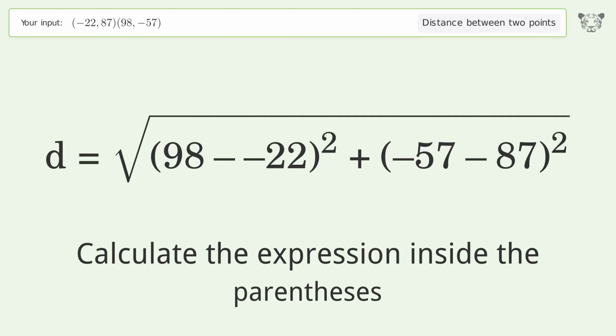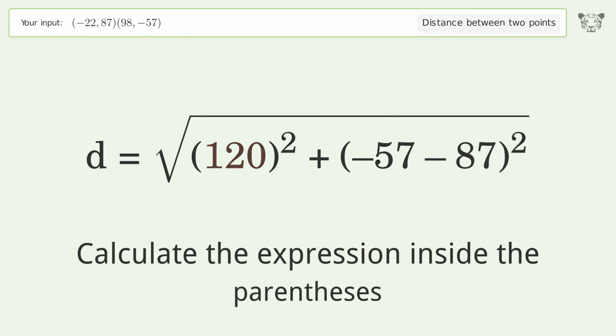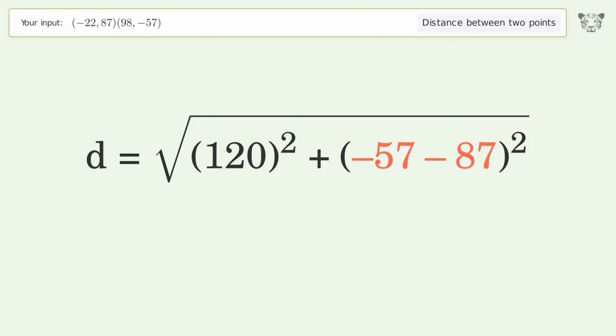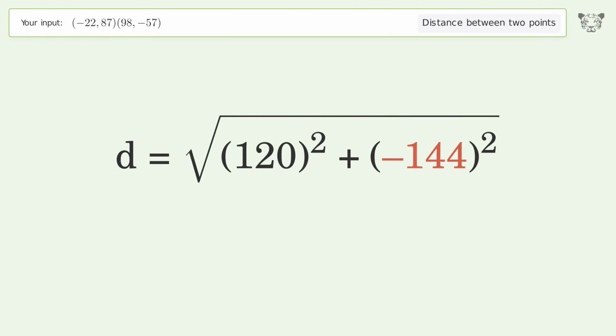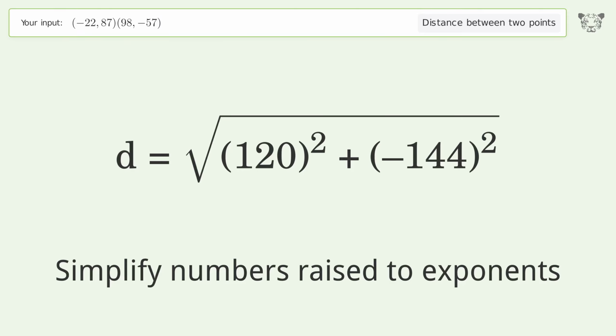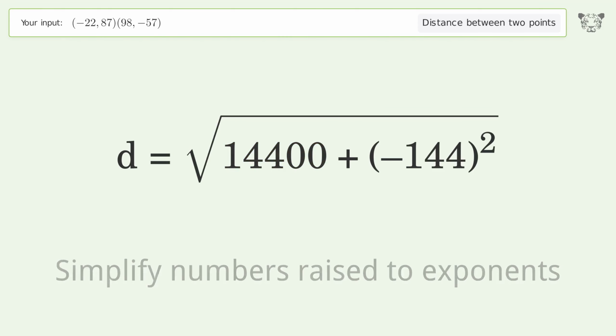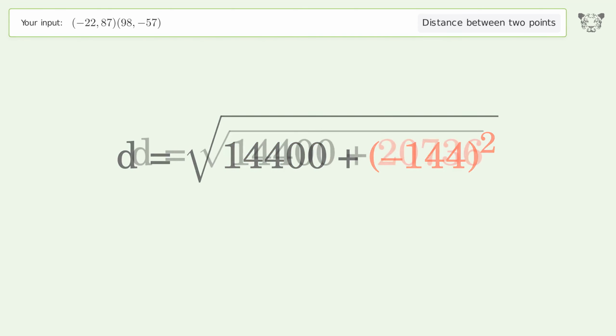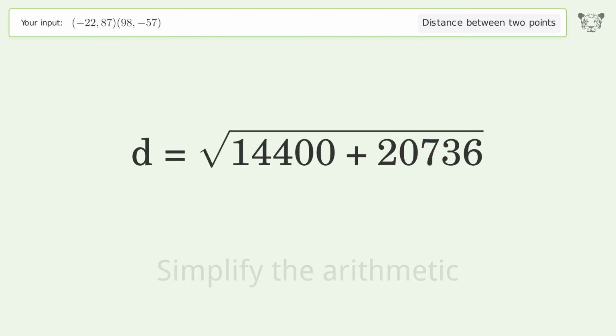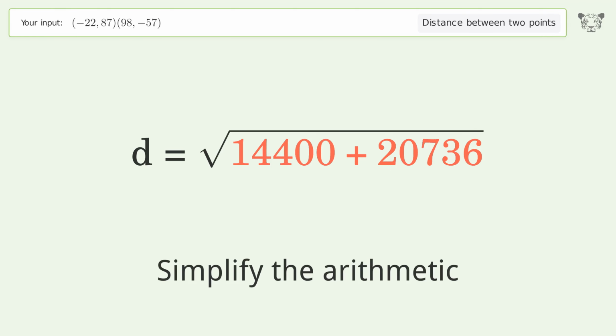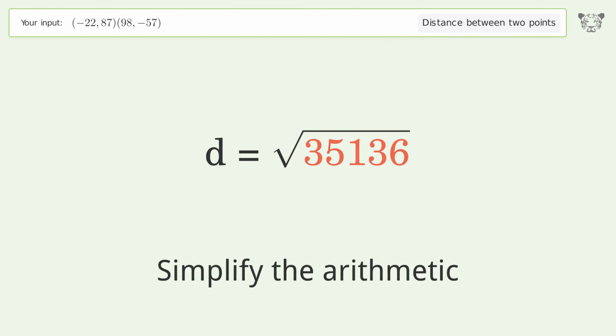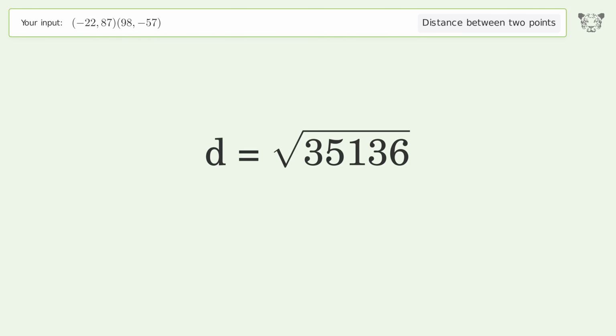Calculate the expression inside the parentheses. Simplify numbers raised to exponents. Simplify the arithmetic. And so the distance between the 2 points is the square root of 35,136, or 187.446.